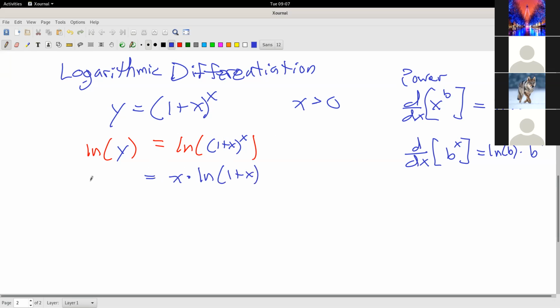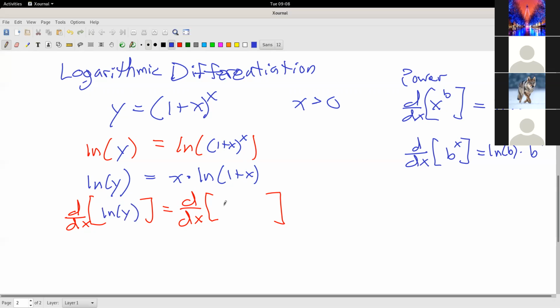On the other side, I just have the natural log of y, and now I can implicitly differentiate on each side. So now I can say, okay, what's the derivative with respect to x of this side? That's got to be equal to the derivative on this side, because the original things were equal. So here I have the natural log of y, and here I have x times the natural log of 1 plus x.